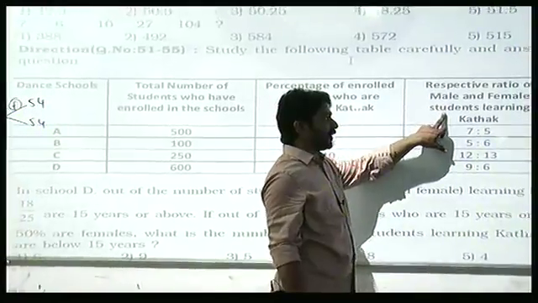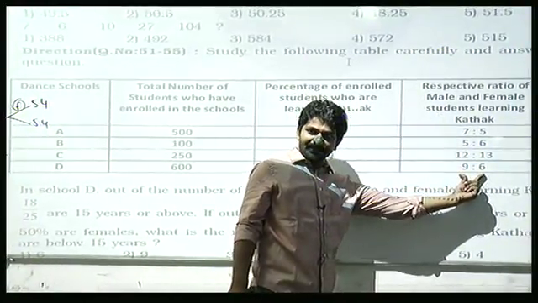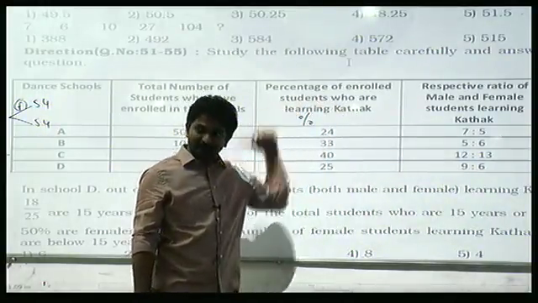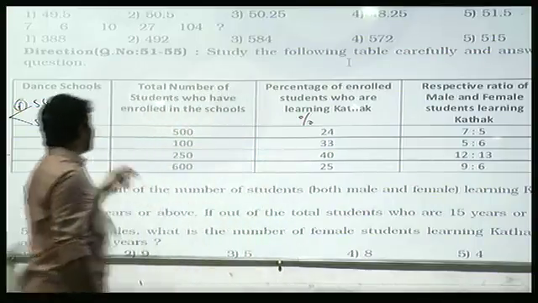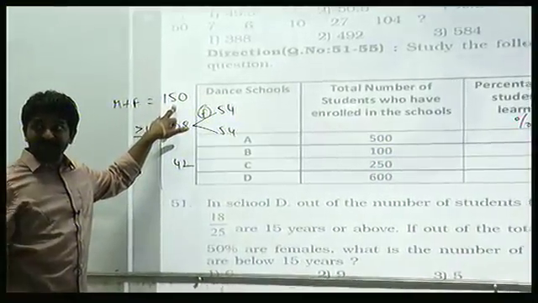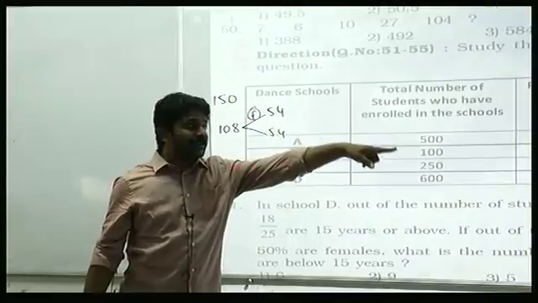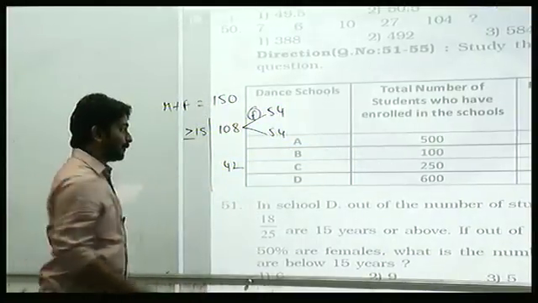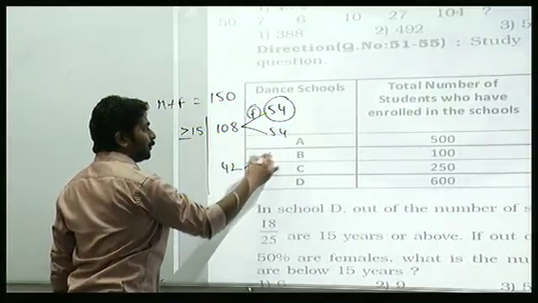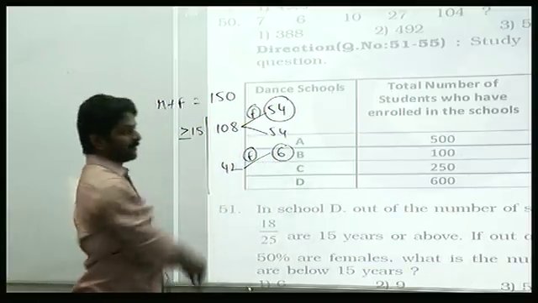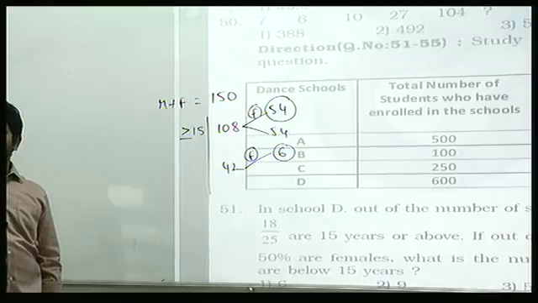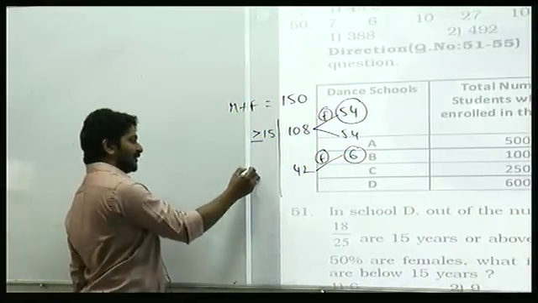Respective ratio of male and female students learning Kathak is equal to 9:6. In a sense, total how many parts we have? 15 parts. This is among the total number of students enrolled for Kathak, right? Yes or no? How much is that? 150. So 150 is divided into 15 parts. Each part is 10. So female ratio is 6 parts, that should be equal to 60. So female should be equal to 60. We already have 54 here. So out of 42, female should be 6. Then only that will be equal to 60. So this is less than 15 years.